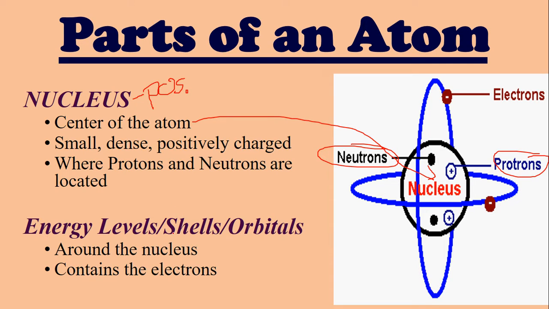The energy levels, shells or orbitals, it can be said in any of these terms, go around the nucleus. You can see those as those blue lines in the picture. And your electrons are going to lie there. And so around the positive nucleus is going to be this negative sort of shield or shells, and your electrons are lying there.